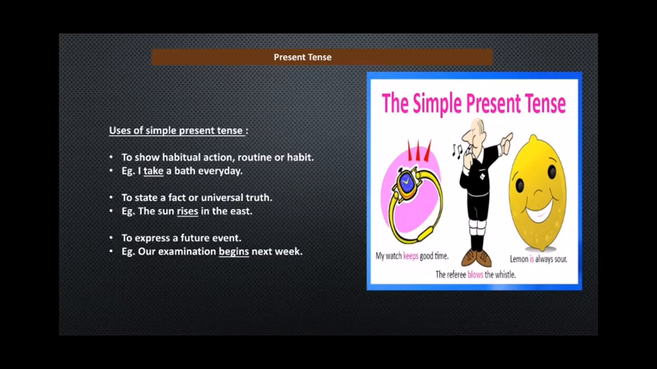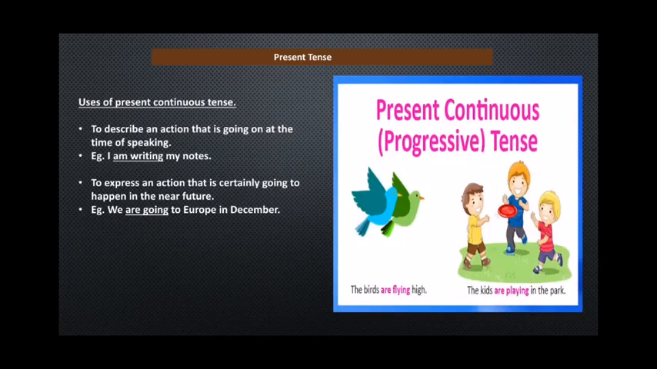Now let us do the present continuous tense. First point, to describe an action that is going on at the time of speaking. For example, I am writing my notes. So, the action is continued. So, am writing is the present continuous tense.